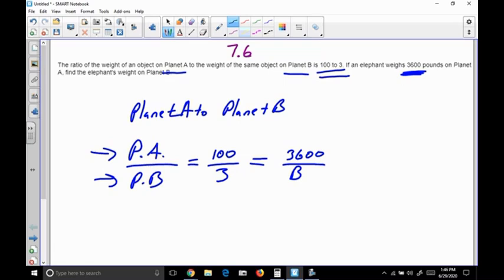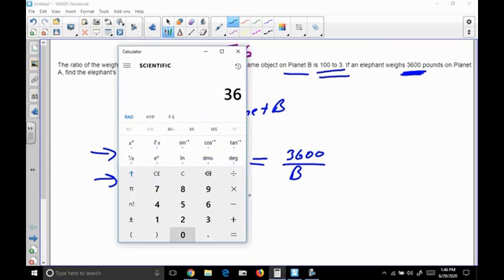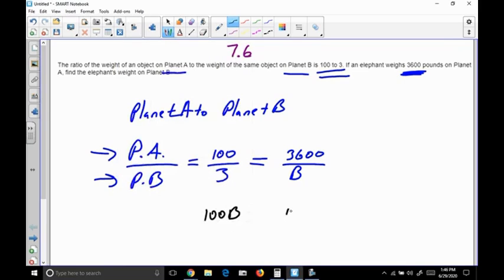And the way we're going to handle this is, anytime we have one fraction equal to another fraction, we can just cross multiply. We can do 100 times B, 3,600 times 3, and those two things are equal. Now that's only going to work if it's one fraction equal to one fraction. If there's more than one term on either side, we can't cross multiply.